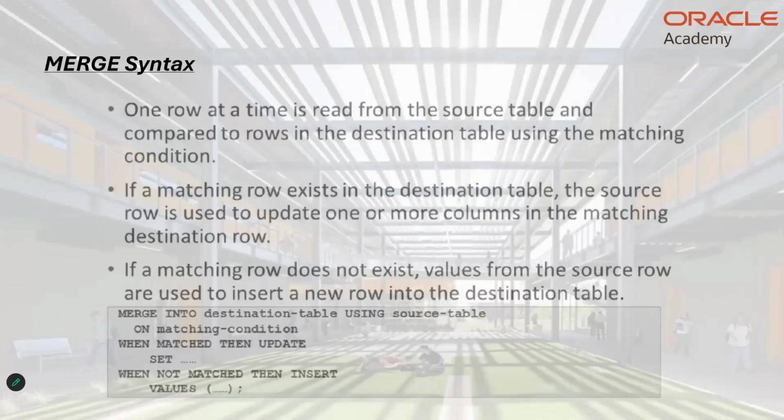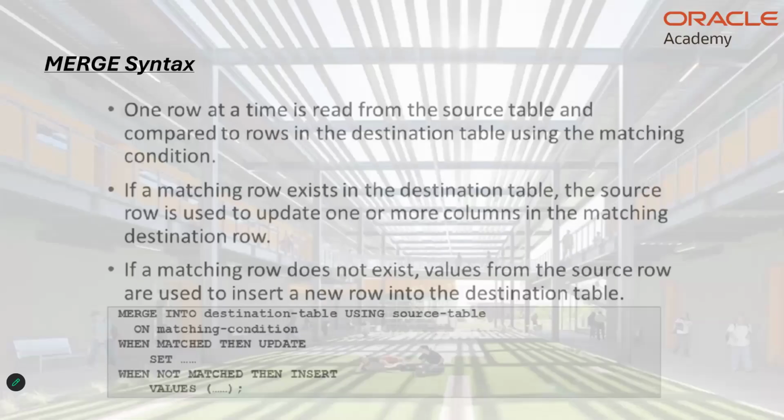If the matching row exists, the source row is used to update one or more columns in the matching or destination row. If the matching row does not exist, then an insert occurs. So it's going to do an insert and update simultaneously. And in the syntax, you have a destination table and a source table. It's actually a little bit more sophisticated than this, but we're not going to go that route. Just think of this, and when you see the example, it'll make more sense.